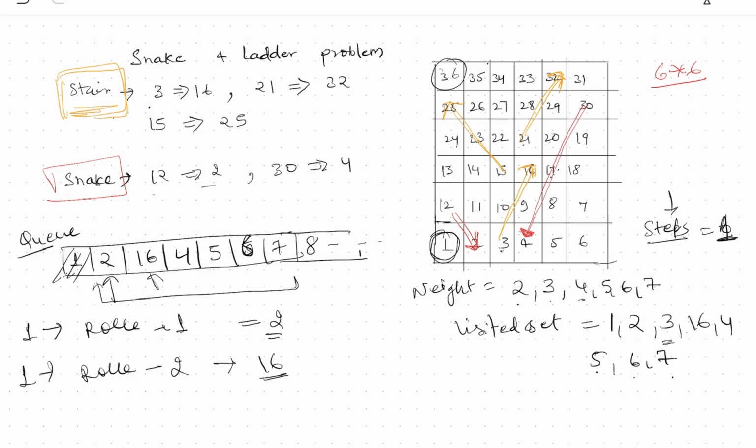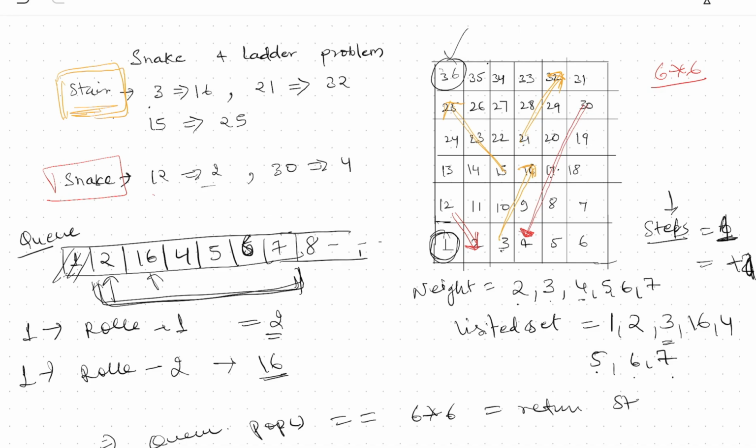So whenever I'm putting all the neighbors in this range, they will go to the queue, and the steps will become 2, that is plus 1 again. This is how it works, and the moment I reach 36, I will check if the queue value I'm popping out equals n by n, here 6 by 6, then I will return the number of steps. So I will get to know how many times I have rolled my dice. I will explain it more in the coding part.